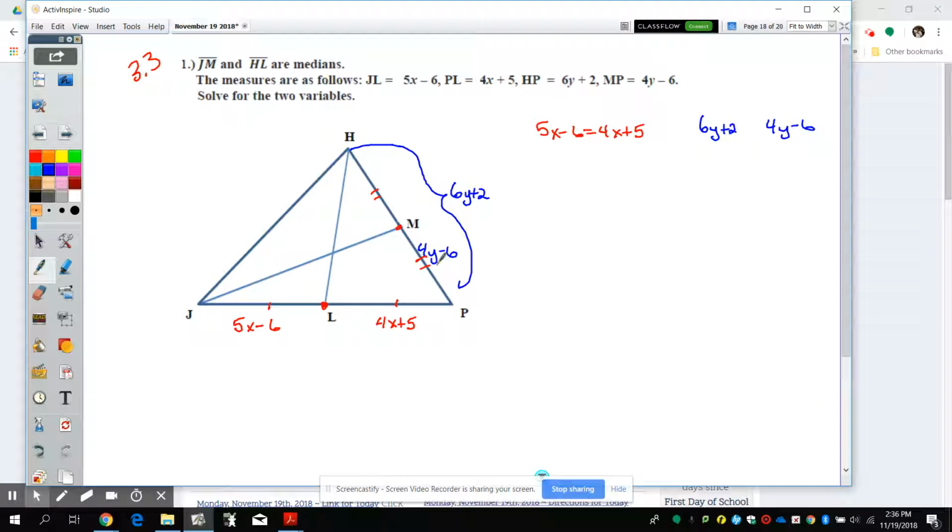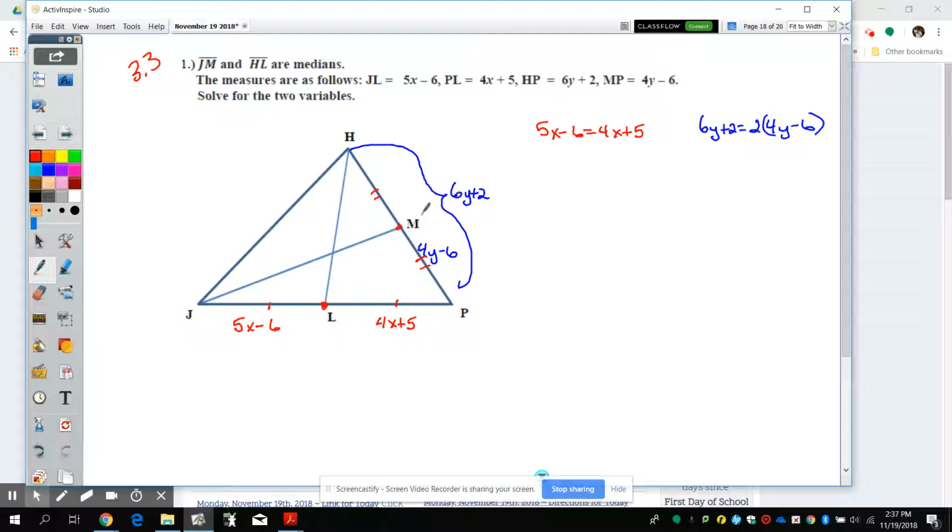So an easy thing to do is just to think to yourself, what could I do to make these equal? And if you think about it, you just need two of these to equal one of these. So the 4y minus 6, if I just had two of those, so I'm going to put a 2 in parentheses, multiply it by 2, that will make those equal. And so once you get to that point, then you can solve for y.